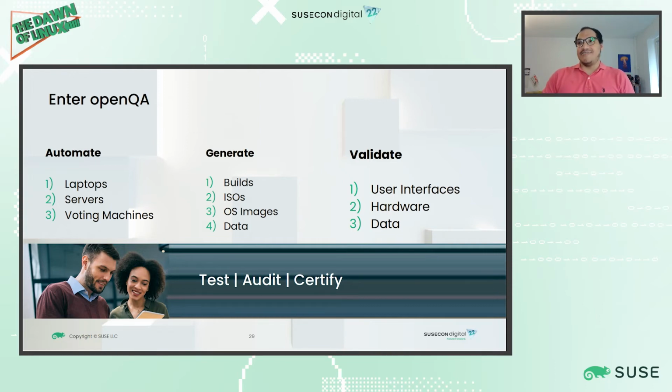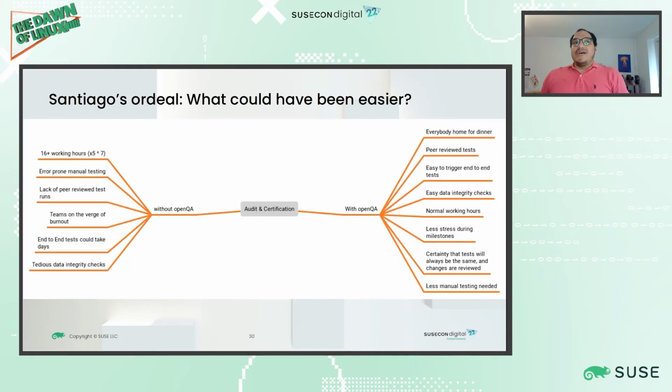and you can use it to validate user interfaces, hardware, data, machine integration. So the thing is, it could have helped us to achieve so much, because we weren't doing peer review everywhere. We had a lot of the teams on the verge of burnout. Running end-to-end tests could take days, because there was a lot of manual setup. We had some automated tests, but they were not all integrated.